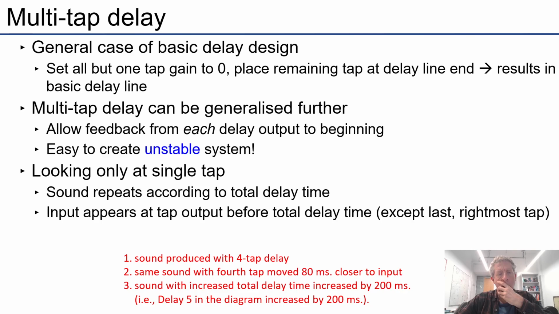So, let's listen again, sound produced with 4-tap delay, and then we're going to vary the amount of additional delay for the 4th tap. First move it lower, then move it higher. So you should have been able to hear some differences there.